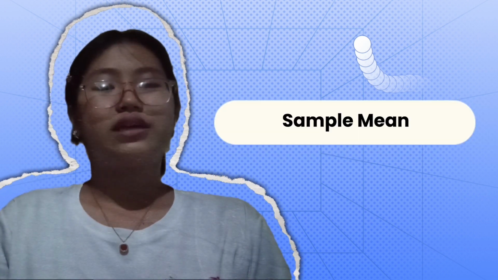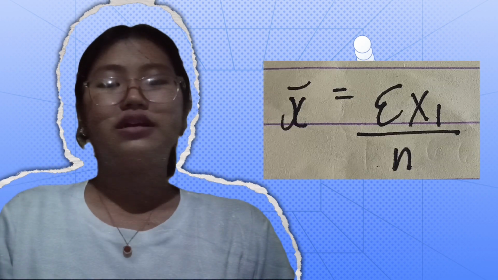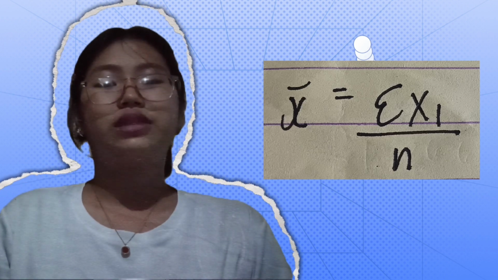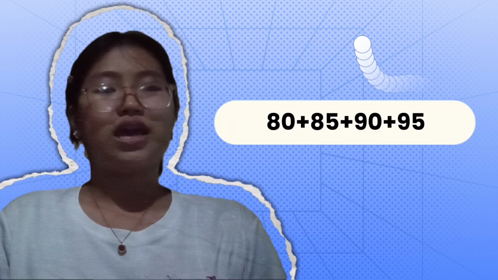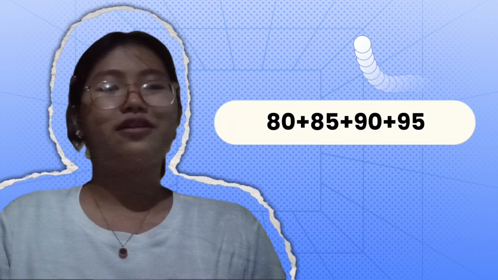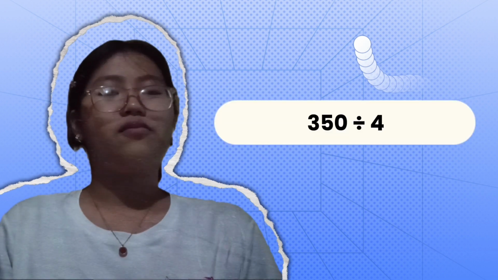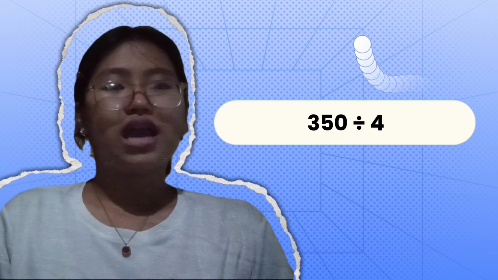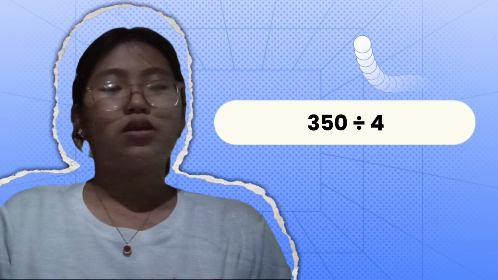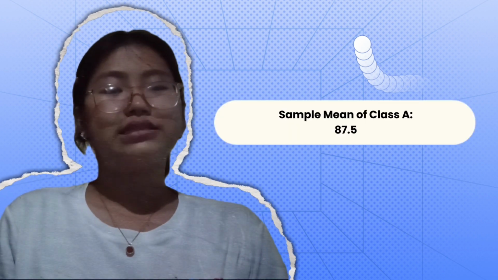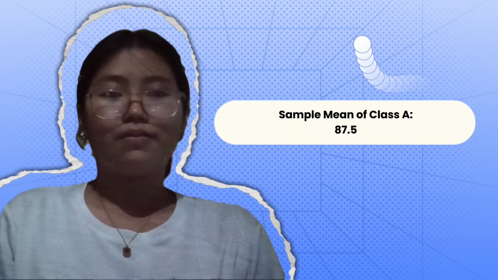So step 2, get the sample mean. In getting the sample mean, we will use again the formula that we already used in the one sample t-test. So sample mean equals the summation of data over sample size. Substitute: sample mean equals 80 plus 85 plus 90 plus 95 divided by the sample size, which is 4. Add them all and we got 350 over 4. Divide it. So 350 over 4 equals 87.5. So the sample mean of class A is 87.5.